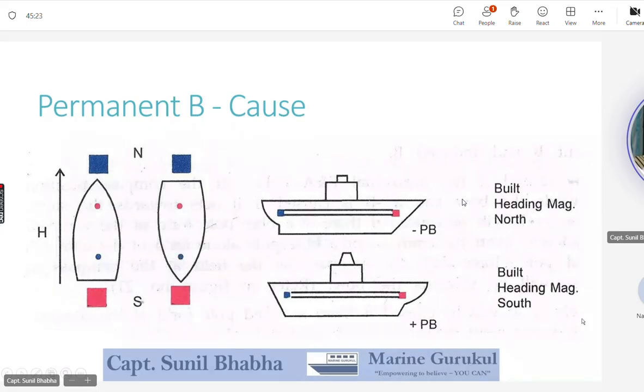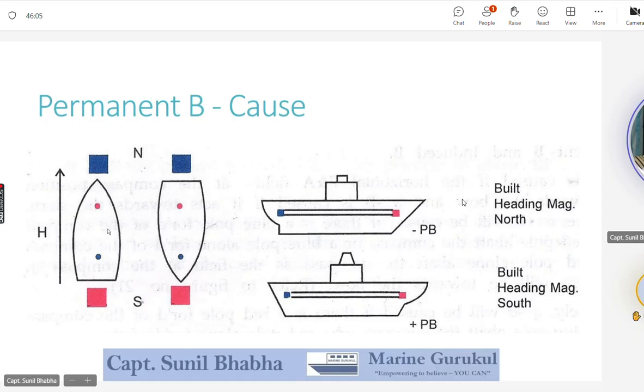Excuse me, sir. Go ahead, Beta. Sir, sorry to interrupt. In the first diagram, the heading is north. So the polarity, the red one, how is the blue coming over here, sir? That I just got in doubt. Okay, Beta, when we discussed permanent magnetism, I told you that the permanent magnetism depends upon the heading on which the ship is built. Yes, sir. Okay, you can mute your mic now.